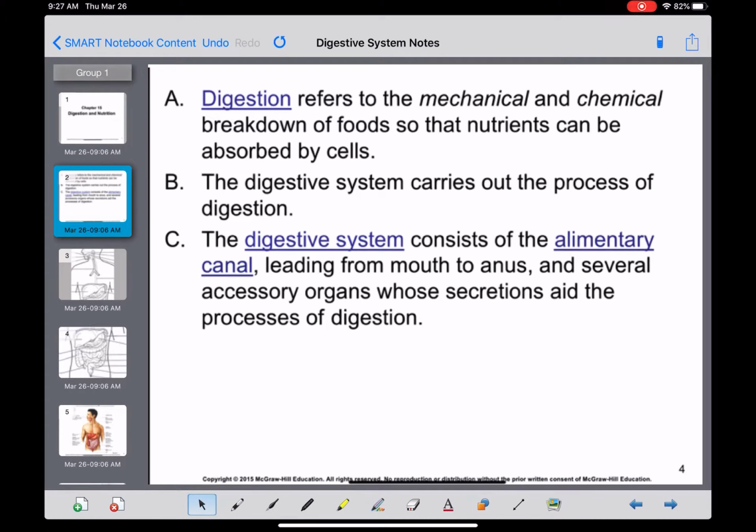So, point of emphasis: digestion is both mechanical and chemical breakdown of foods, with the goal of nutrient absorption for the individual cells. Mechanical digestion is any of the smashing. That's going to be done by your teeth and your tongue in your mouth, so that's going to physically smash the food. When it goes to the stomach, it's mixed around. Increasing the surface area is the goal of mechanical digestion.